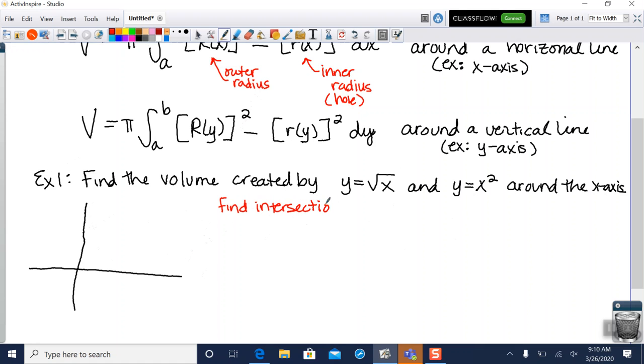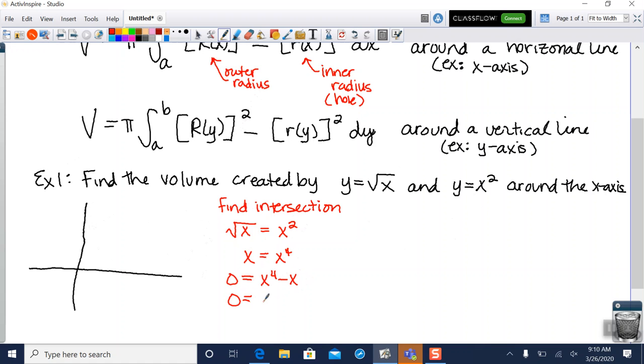Since we're going between two graphs, I know we're going to need to intersect these two graphs. So we set them equal to each other, and we're going to solve this. So let's go ahead and square both sides first. So that equals x to the fourth, right? Okay, and then we'll go ahead and move this over.